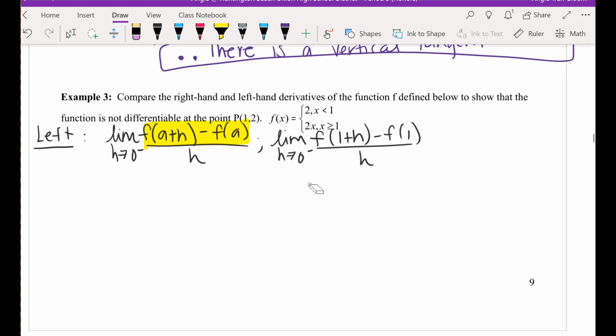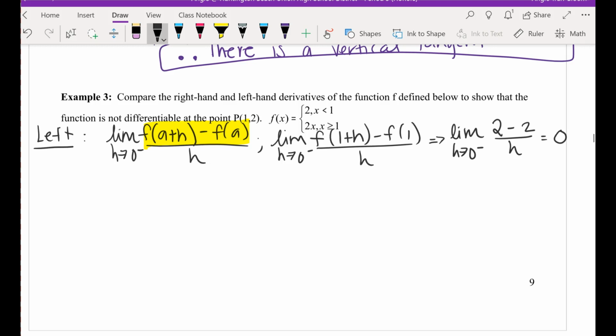All right, now what? What are you going to do? Plug it in? What are you going to plug in for 1 plus h? Which piece? Yeah, the top piece, right? So limit as h approaches 0 from the left. We're going to write 2 minus, what's f of 1 always? 2, all over h. So what's your slope? 0.